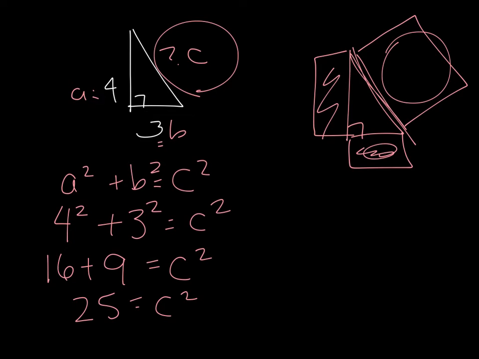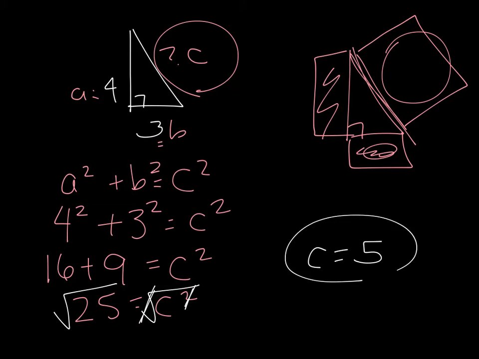Now, in order to find what c is, I have to square root both sides. Okay? Because square rooting and squaring cancels each other out, just like multiplying and dividing cancels each other out. The square root of 25 is 5. So these cancel each other out. C equals 5. So my side length c is 5.